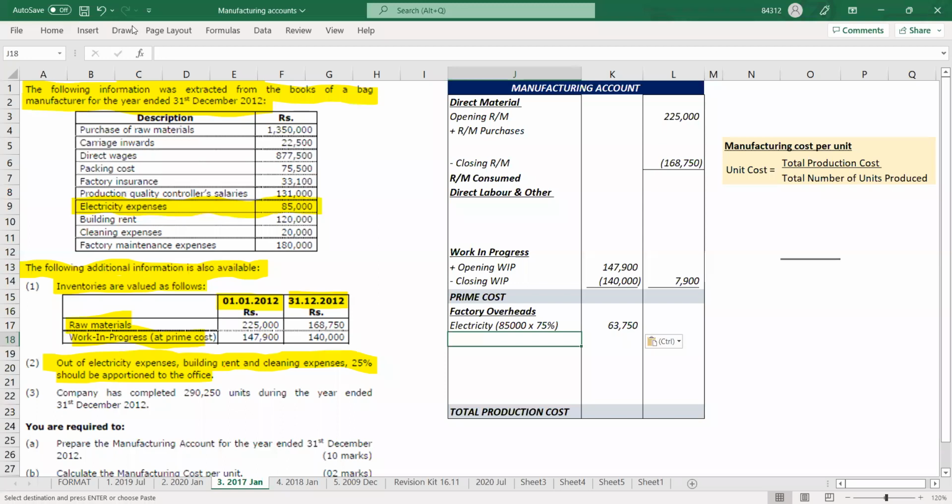Then building rent. Building rent also 75%. Total 120. Out of that, 75%. 120 into 75%. And cleaning 20,000. 75% is 15,000.